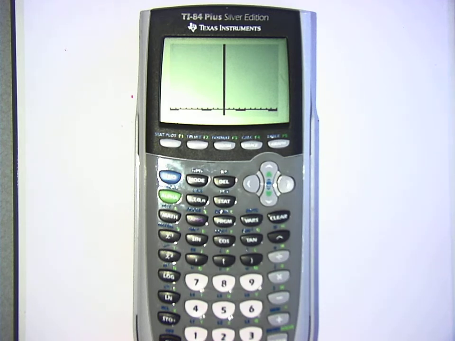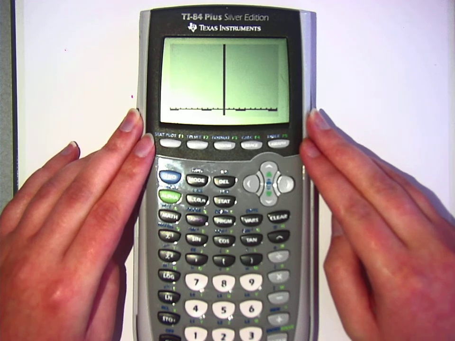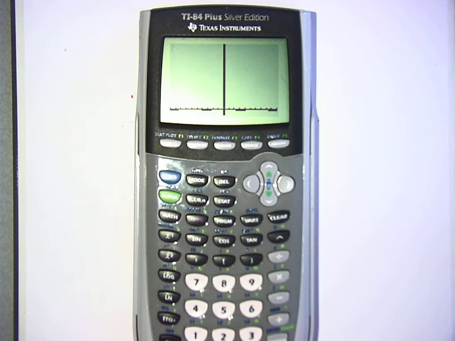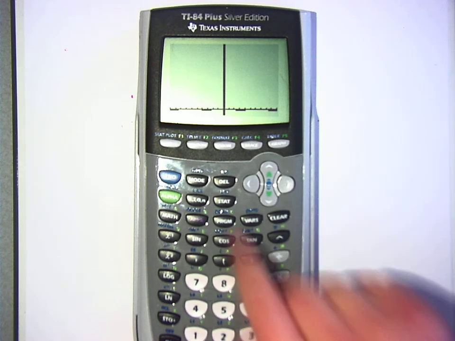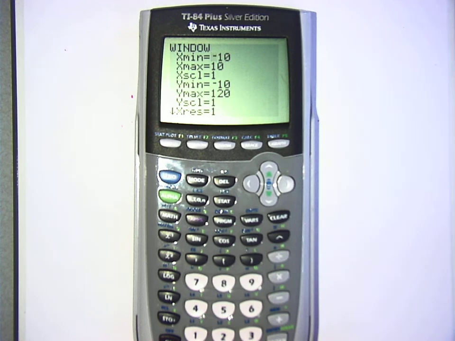Because we have to adjust the window. Your window's pretty much already adjusted. Close parentheses. Zoom standard, the 6 one. Okay, we're going to adjust the window if you got a straight line. Oh, there we go. Got it. In the x direction, I'm going to go to 2 pi.